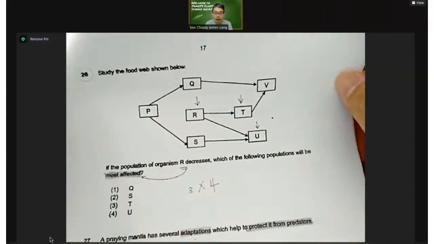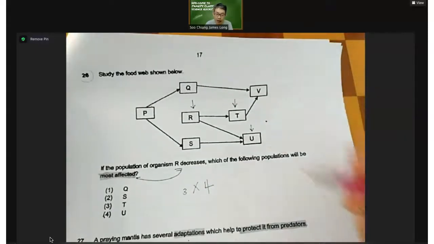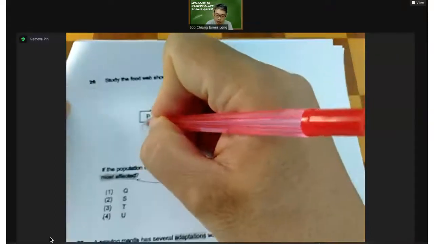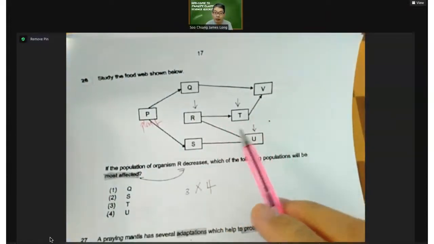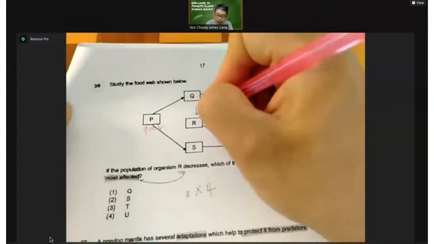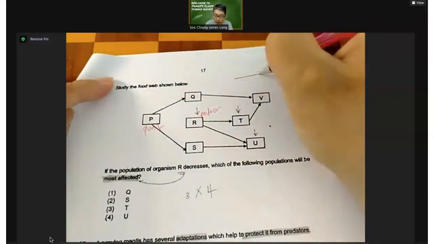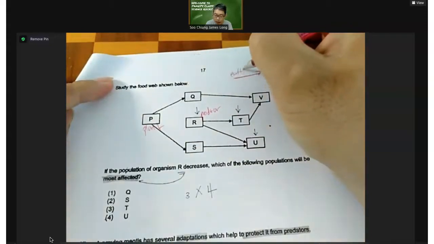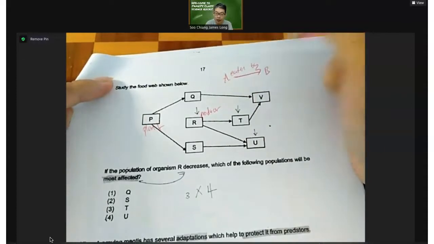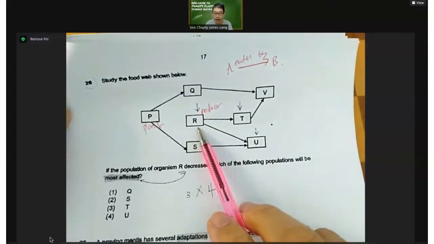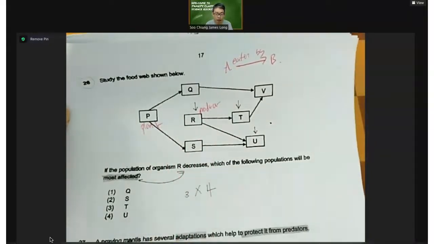Study the food web shown below. So let's find out where the producers are. So P definitely is a producer. This is your Plunge. Right, it is a producer. Any more producers? We always start with producer. R is also a producer. How do I know these two are producers? Because producer is always eaten by. Arrow means eaten by. So A, for example, is eaten by B. Since R is not eating anything, and P is not eating anything, these two must be plants. They make their own food.